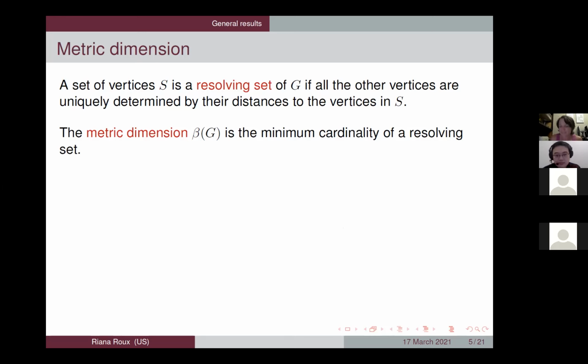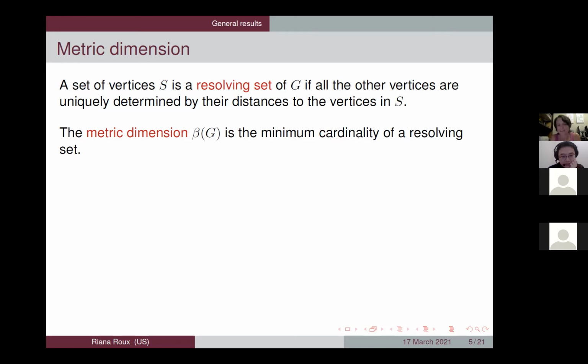Now, the metric dimension of a graph is the minimum cardinality of a resolving set. And a resolving set is a subset of the vertices S such that every vertex is uniquely defined by the distances to S. So if you listen to that definition, you can maybe already see the link to the localization game. Because in the localization game, we want to catch the robber. And if every vertex is uniquely determined by the distances, we immediately will know where the robber is. So there's the link between the metric dimension and the localization game.